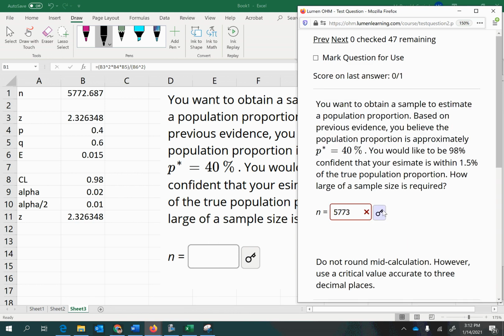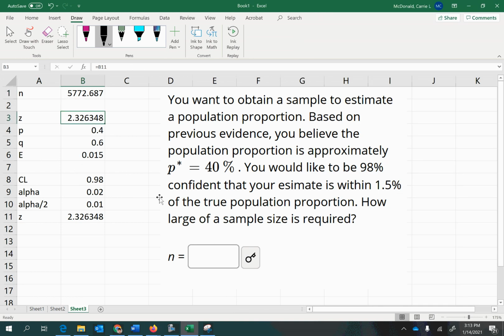Boo, what did I do wrong? Do not round mid-calculation, however, use a critical value accurate to three decimal places. Right, so this is actually a good lesson for students. Do not round mid-calculation. I forgot to read this. However, use a critical value accurate to three decimal places. Well, that could change things a lot. So notice that my critical value was 2.32638, and this is telling me to use three decimal places. So I'm going to just round it to 2.326, and then notice that my answer will be 5,771 now.